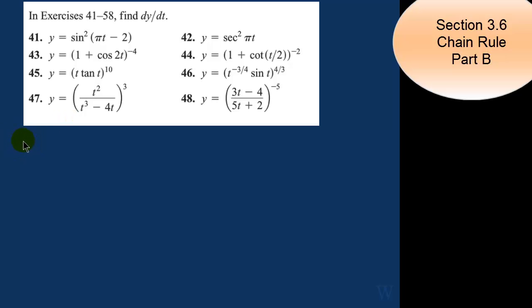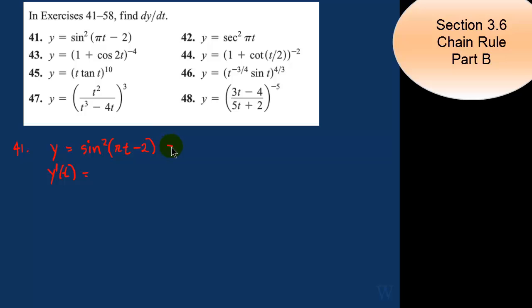Here, it's just like the second method that I used in differentiating in the previous problems. So if you want to work on number 41, we've got y is equal to sine squared of pi t minus 2. So y is a function of t. If I want to take the derivative, I look at the big picture. The big picture is that there's a sine function that was squared.